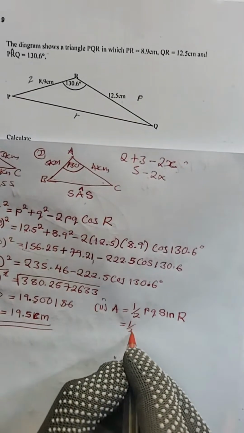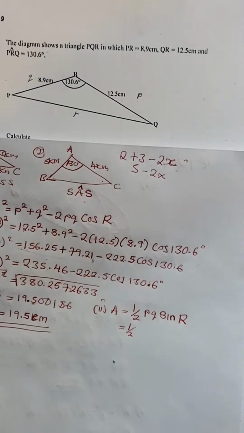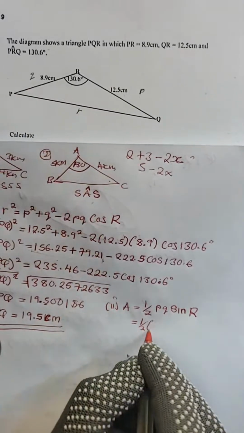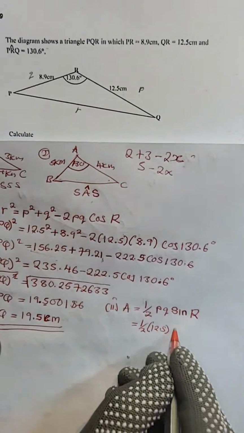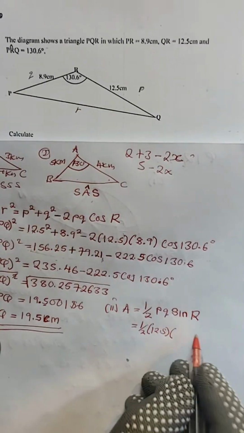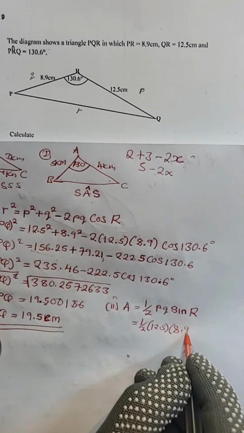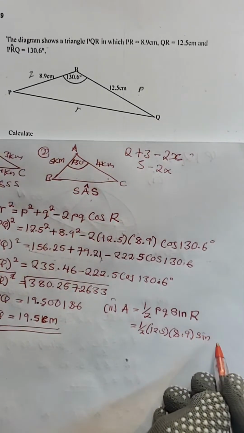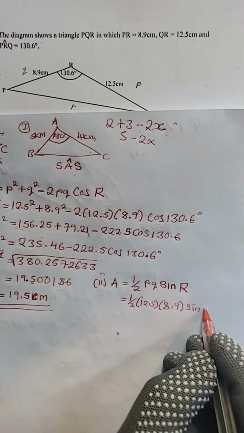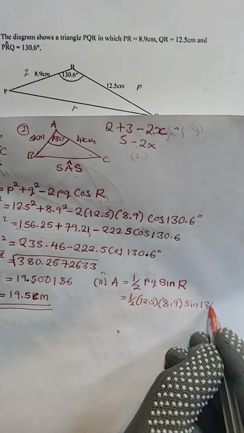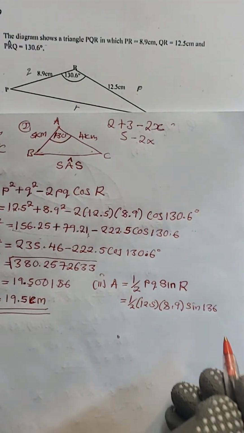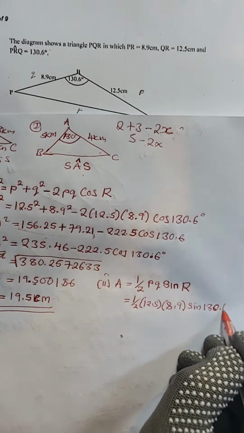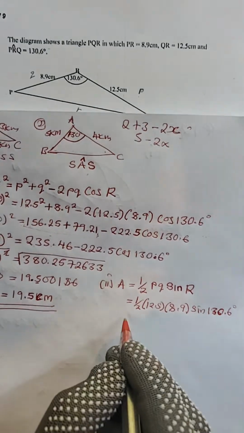So half, what is our P? This is just 2 marks. You don't really need to waste time here. What is our P? Our P is 12.5. So we're going to multiply by 12.5, and then times 8.9, which is our Q, 8.9. Sine 130.6 degrees, 130, not 136, 130.6 degrees. So this is 2 marks.